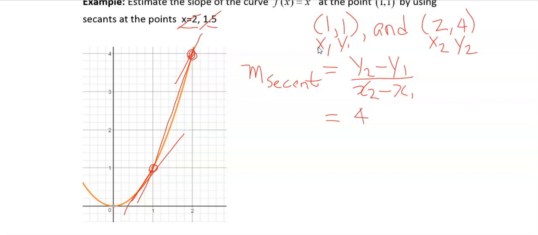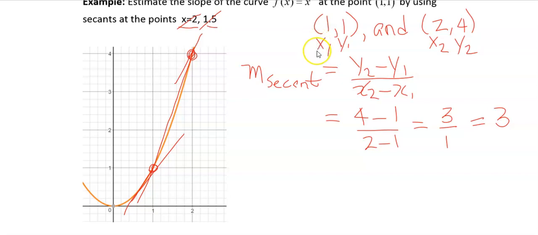So we're going to have 4 minus y1 is 1, over x2 is 2, x1 is 1. 4 take away 1 is 3, 2 take away 1 is 1. Now look at that. There's the slope of that secant line. The slope of the secant line is 3.